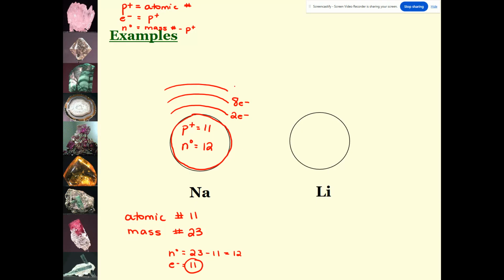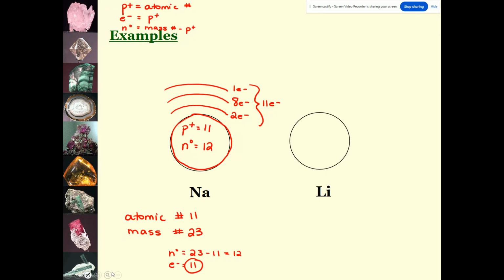And this is where I'll put my final electron so that I have a total of 11 electrons making up the energy level distribution for my energy level diagram. Okay? So those are my 11 electrons: 2, 8, and then 1.